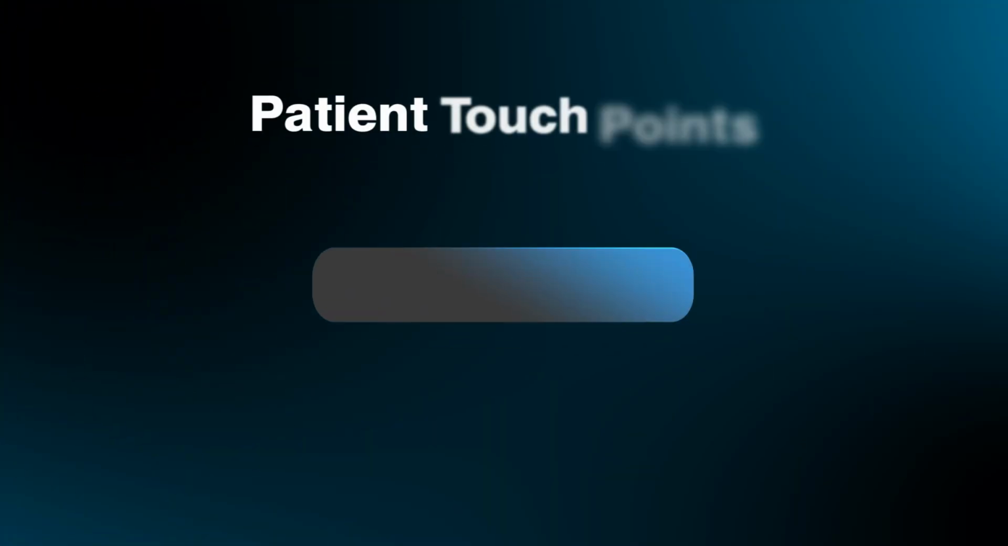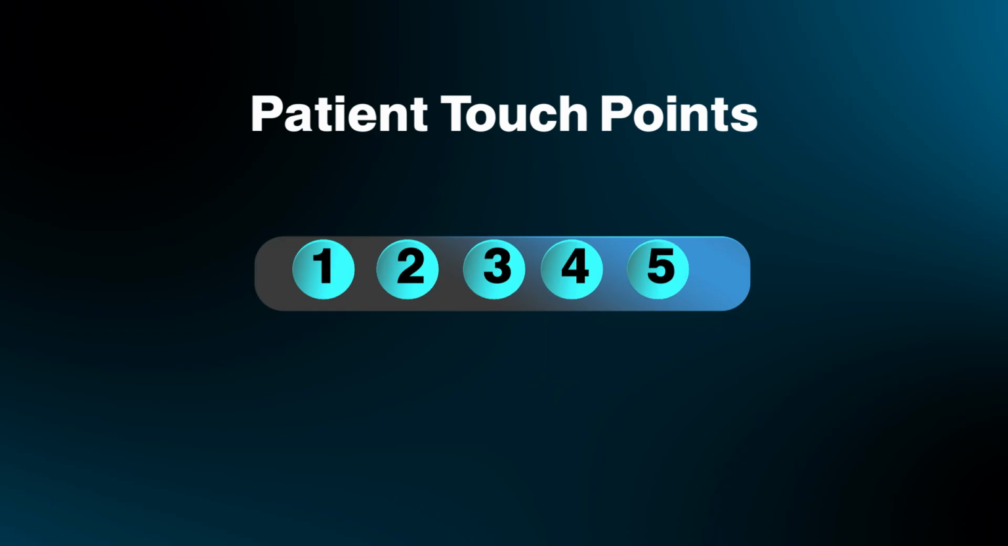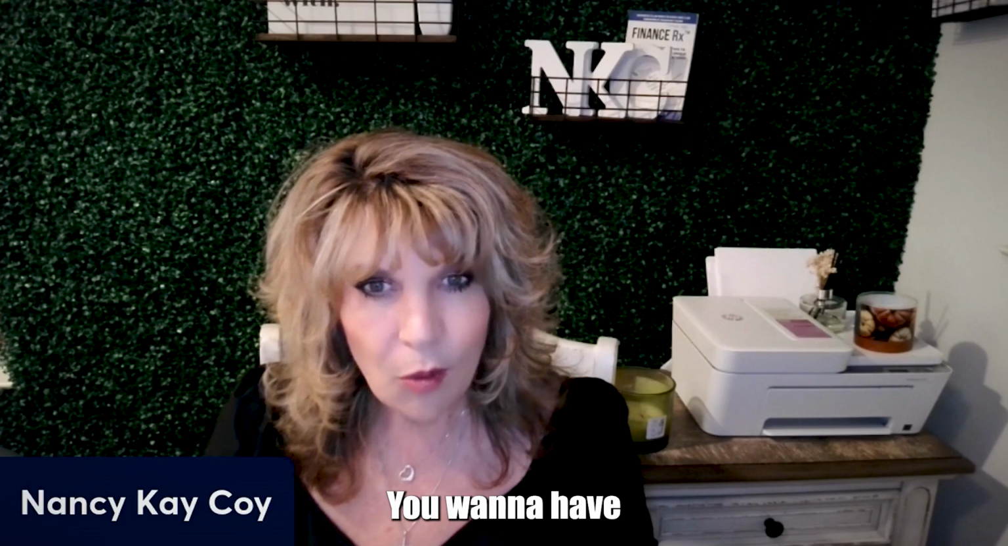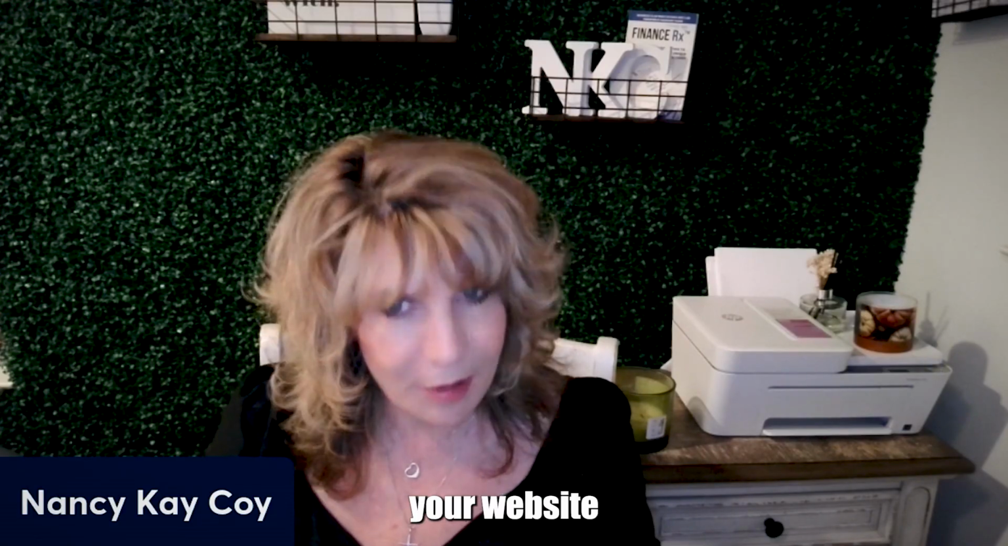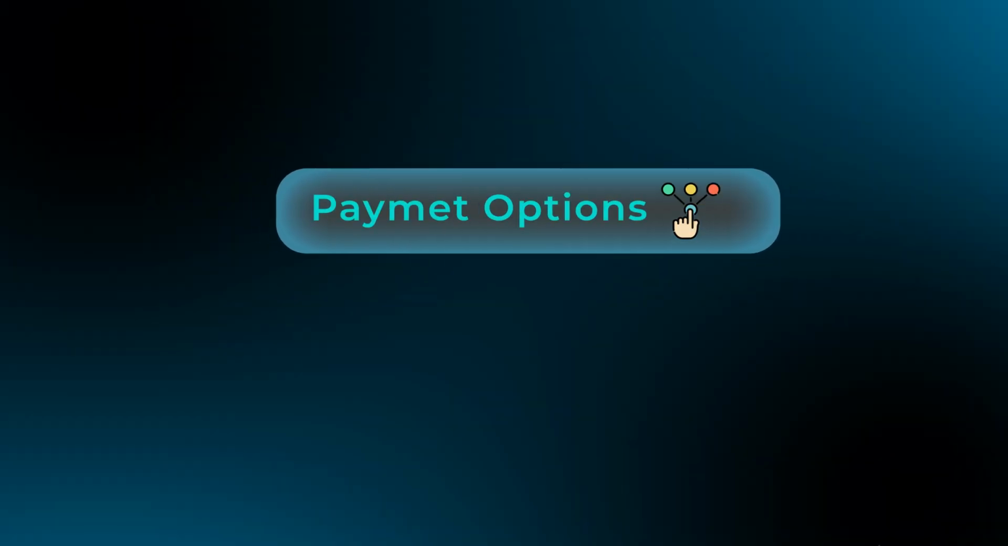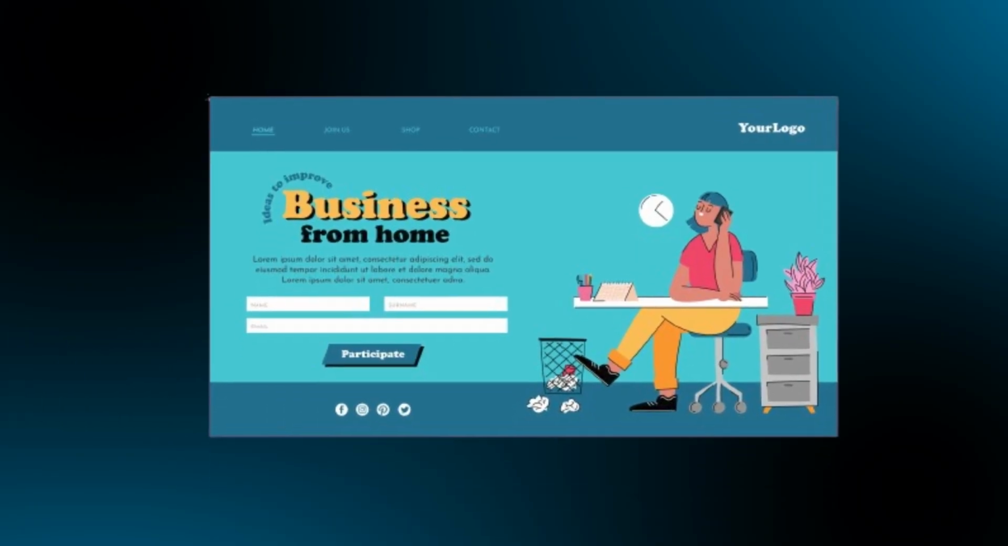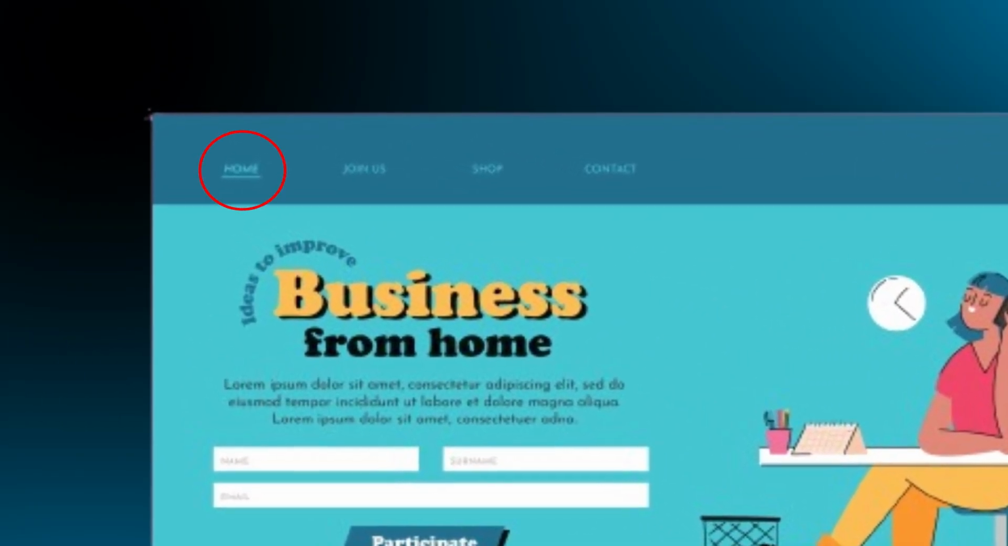Today we are going to talk about the 5 patient touch points as it applies to patient lending. So the first one is your website. You want to have a banner on your website that says payment options available, payment plans available, whatever you're comfortable with, but you want to have that on your home page.